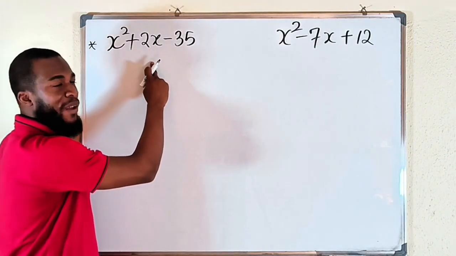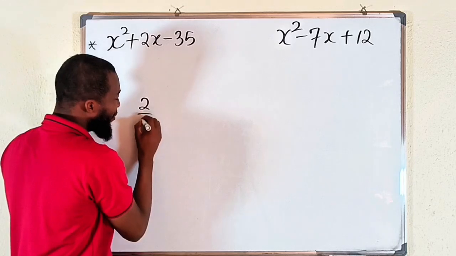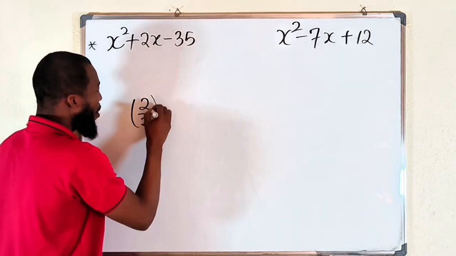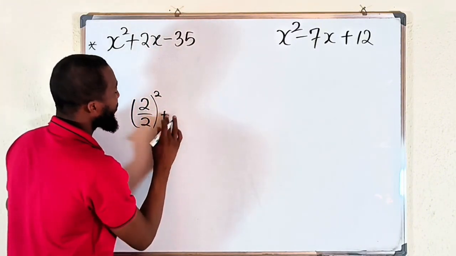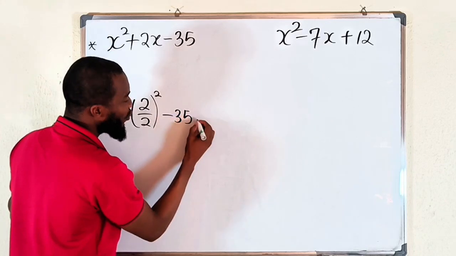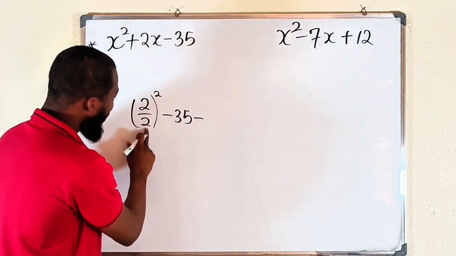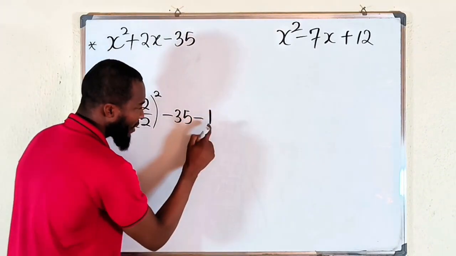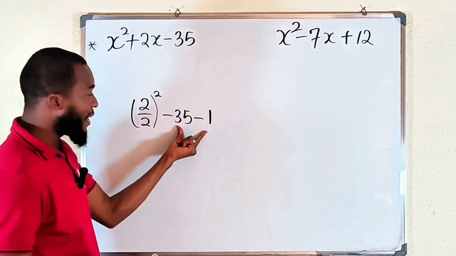You see the coefficient of x, always bring it down, which is 2, divided by 2. This 2 is always there, constant. Then raise it to the power of 2. Add the constant term. The constant term is already negative 35. So what do we do? Subtract this result. 2 divided by 2 will give us 1, and 1 squared is 1. Just subtract that result, which is 1.